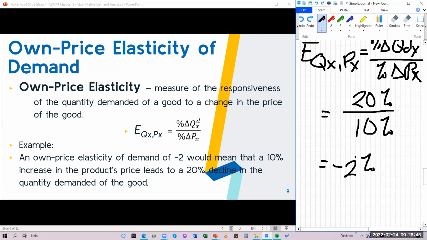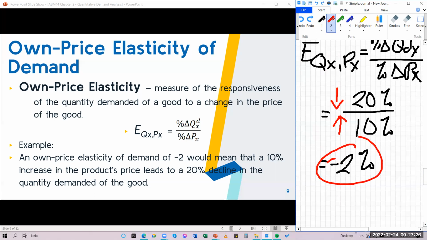So this is an example, okay? So the answer is actually a positive 2. So 2%. Let's just assume that it is negative. This one has different numbers in what it gave. So the assumption would be a negative 2. So the own price elasticity of demand is negative 2. And would that mean that a 10% increase in the product's price would lead to a 20% decline in the quantity demanded of that good, given that it is negative?